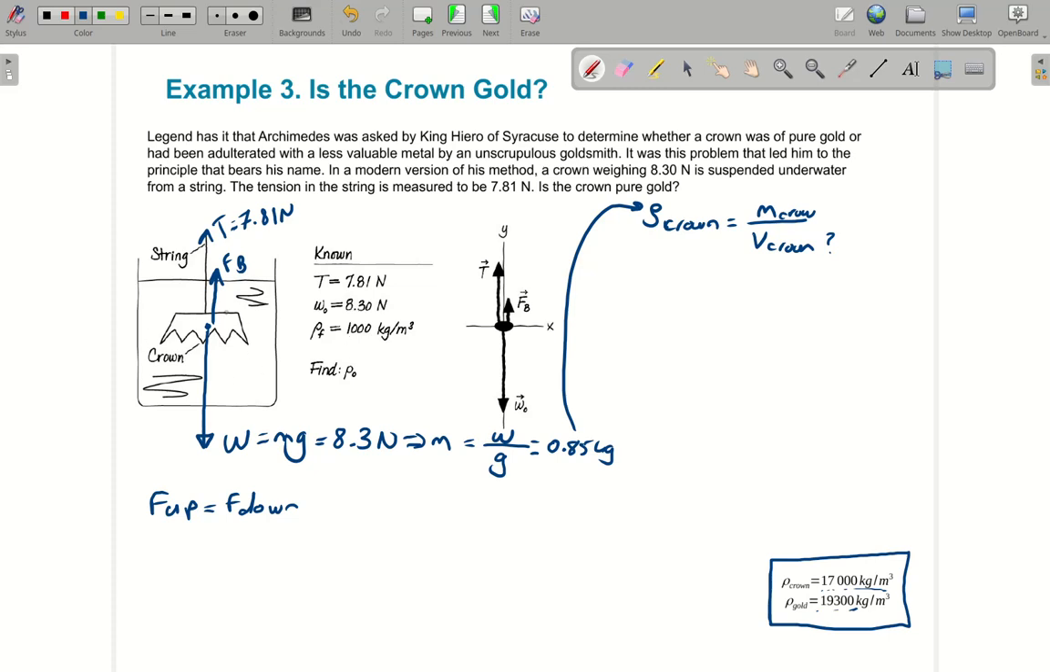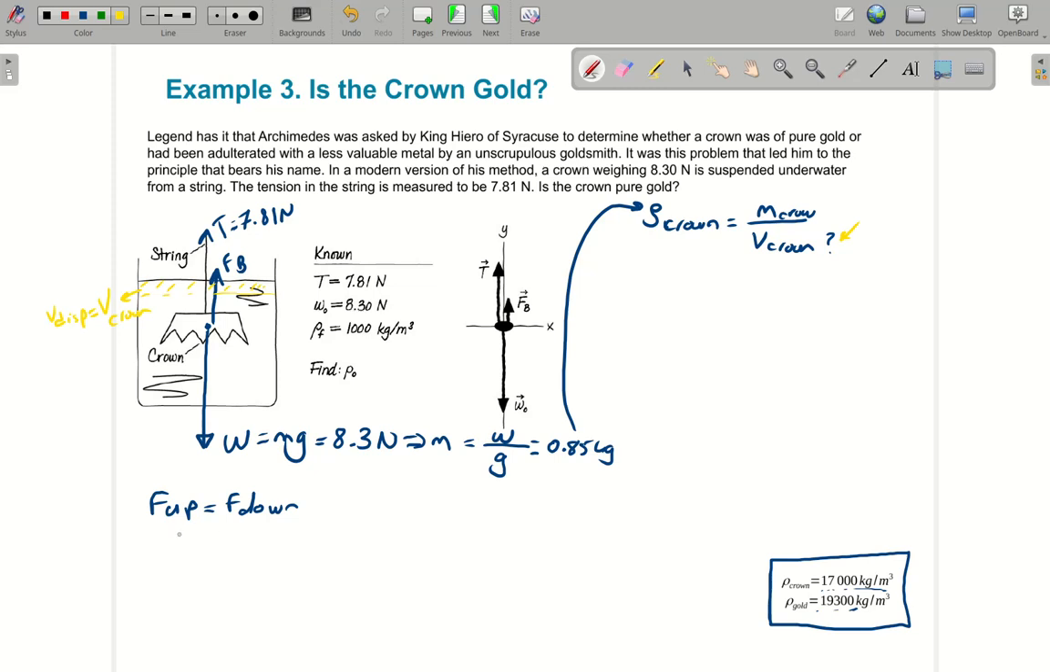When I put the crown in the water, it will be displacing some amount of water. And that amount displaced, if the crown is totally submerged, is equal to V crown. So Archimedes thought, if I find the crown's volume and input it in here, I can find its density, which is what he did.